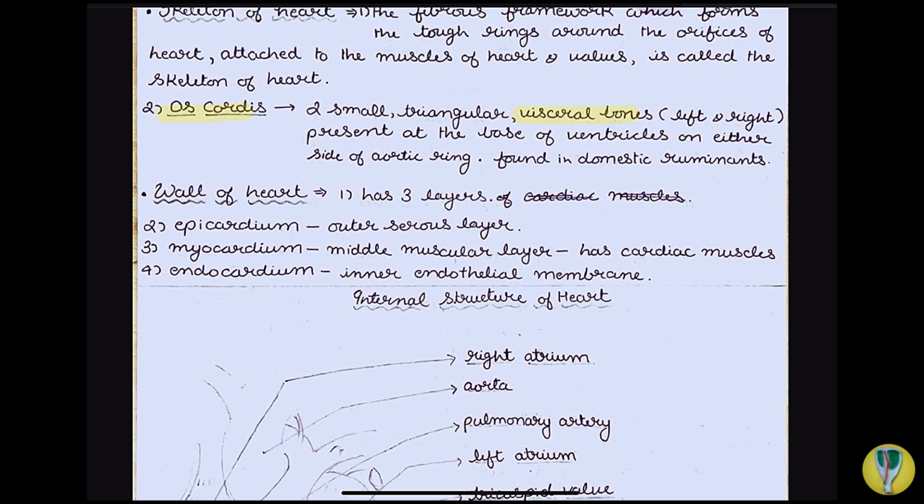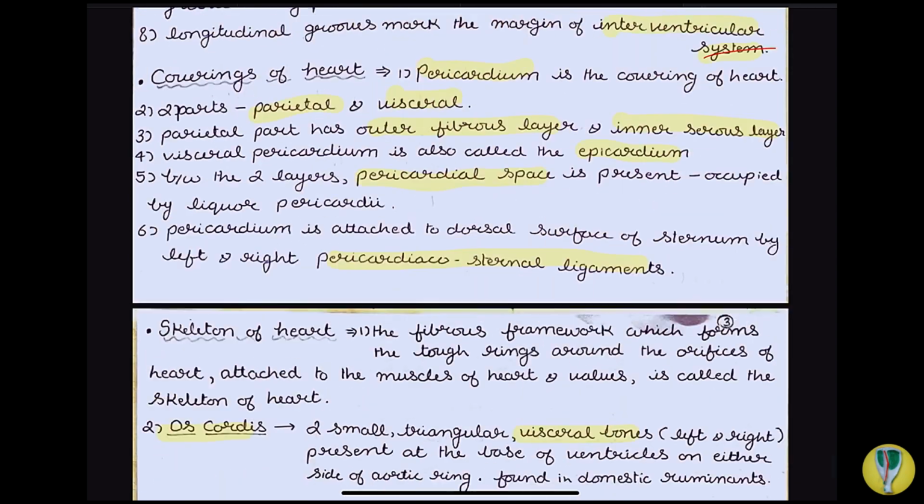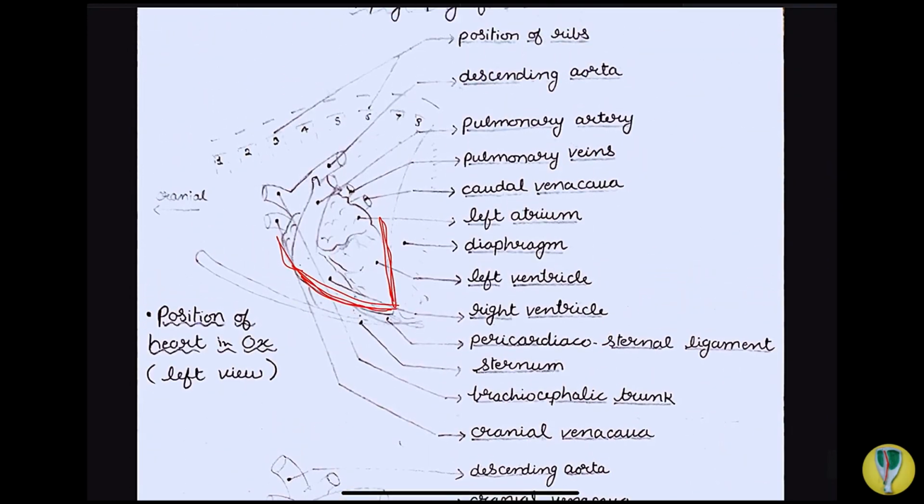Then wall of the heart. So as I said, heart has three layers which form its wall. We have epicardium, which is actually just the visceral layer of the pericardium. Then we have myocardium, which is the actual muscular layer which is responsible for the function of the heart. It has cardiac muscle. And then we have endocardium, which is basically the endothelial membrane of the heart. So this is all about the external structure of the heart.